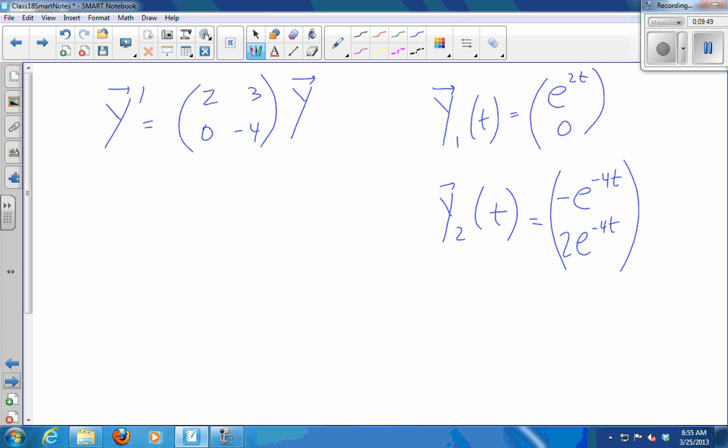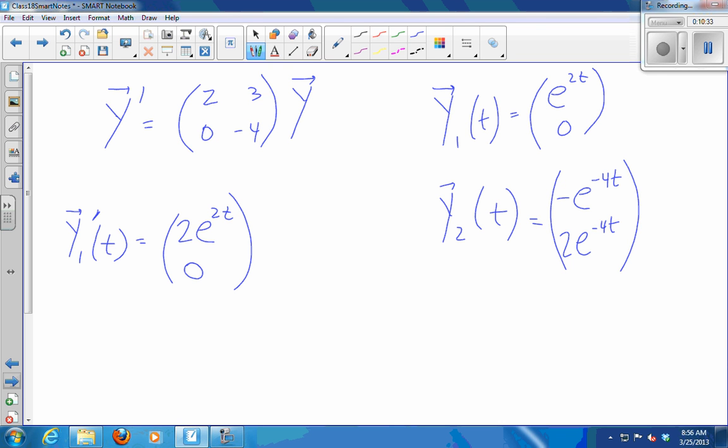Okay, so now I want to show that y1 and y2 make this equation true. So what I need is y1 of t prime. If I take the derivative of y1, I'm just going to take the derivative of the components of the vector. So the derivative of e to the 2t would be 2e to the 2t, and the derivative of 0 is 0. Okay, so that's the left side of my system.